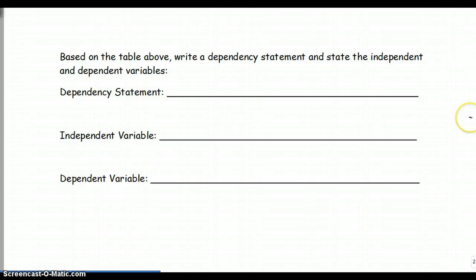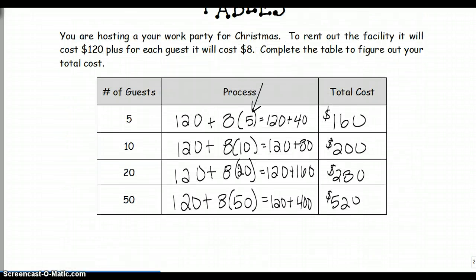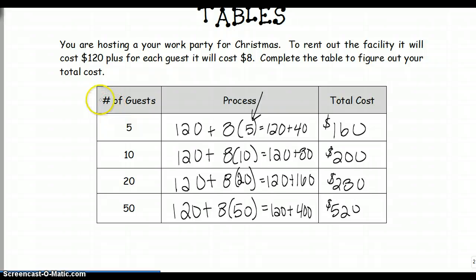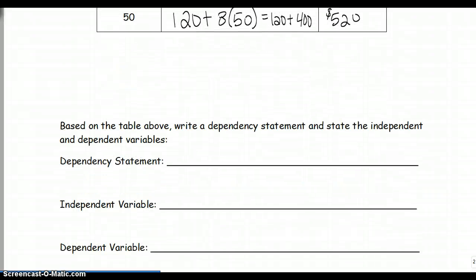Now, later on in the unit, what we talked about was based on the table above, right, a dependency statement. What's going to depend on the other? Now we have 2 different variables, and remember we can look at our table. We can look that the number of guests and the total cost are what our variables are going to be for the dependency statement.